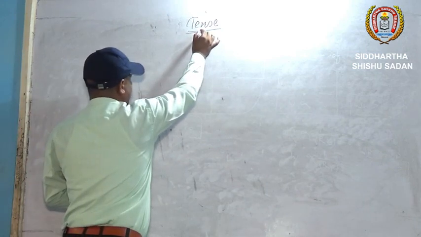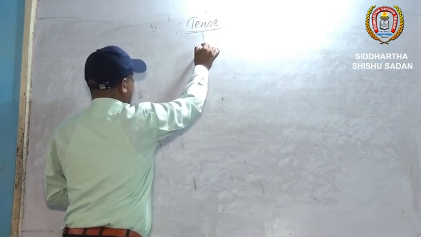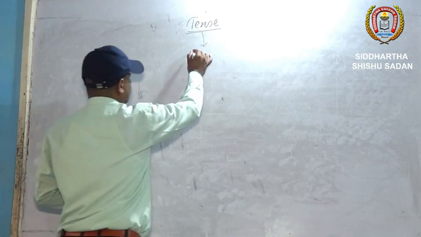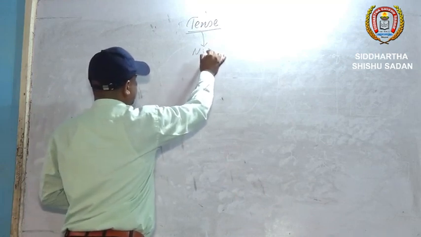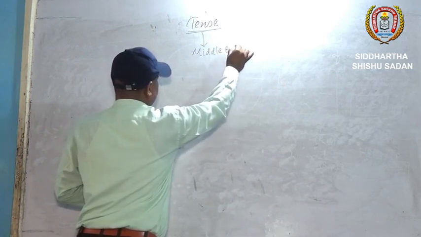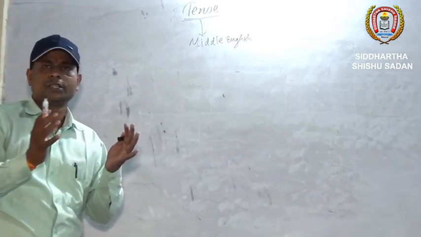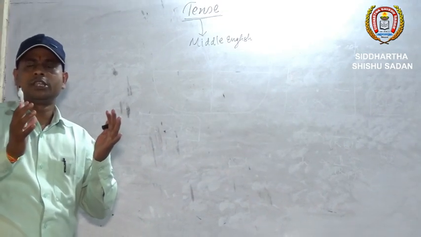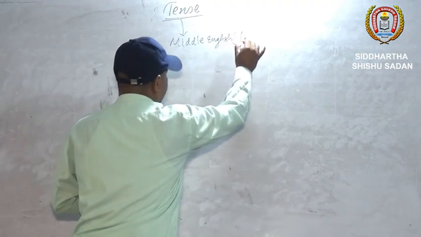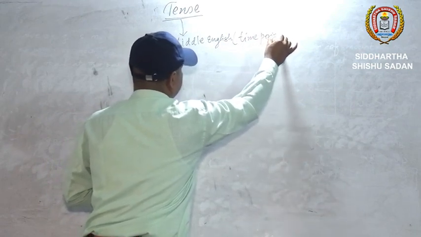If we talk about the origin of tense, the word tense was developed in Middle English. Middle English is a time period that came in the history of English literature. Time period. Okay.